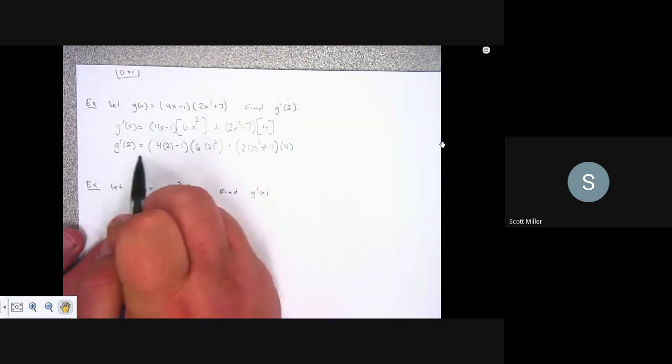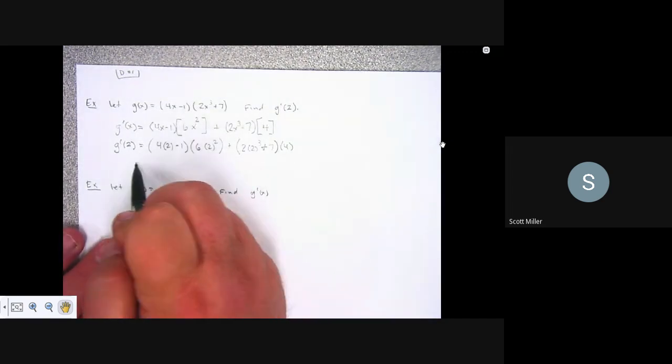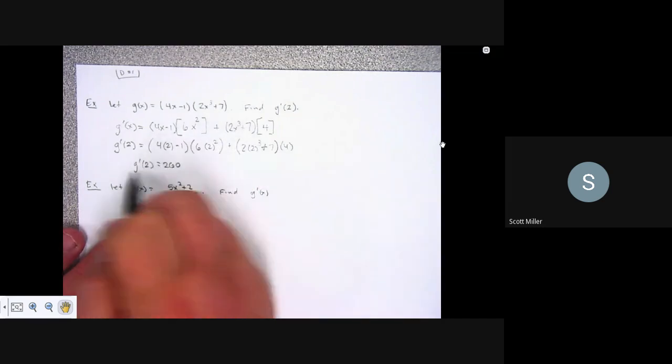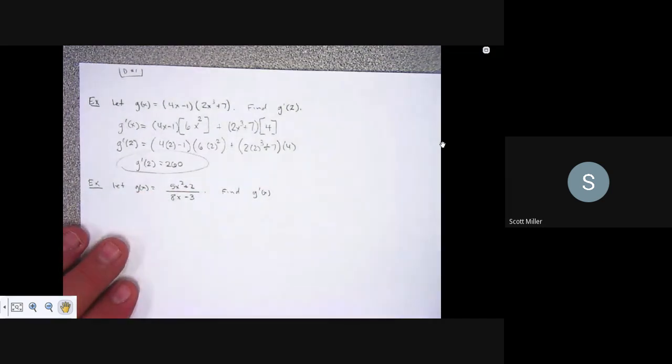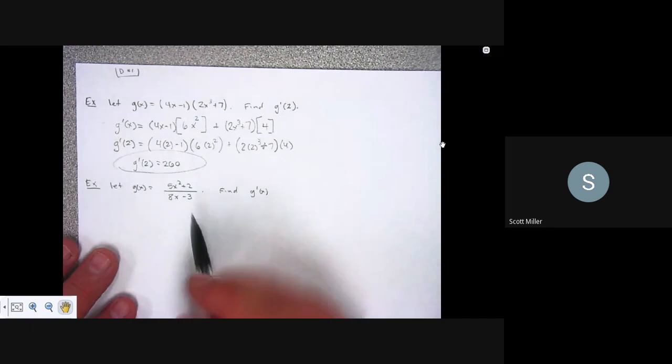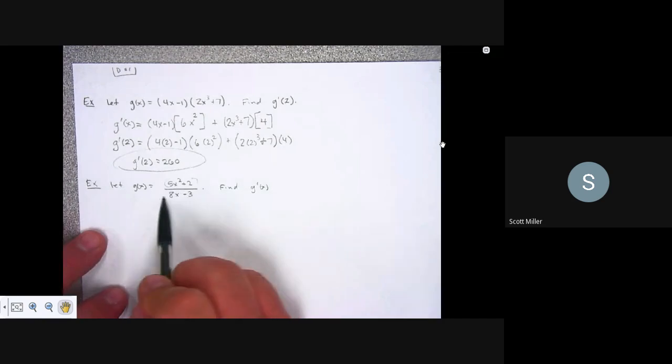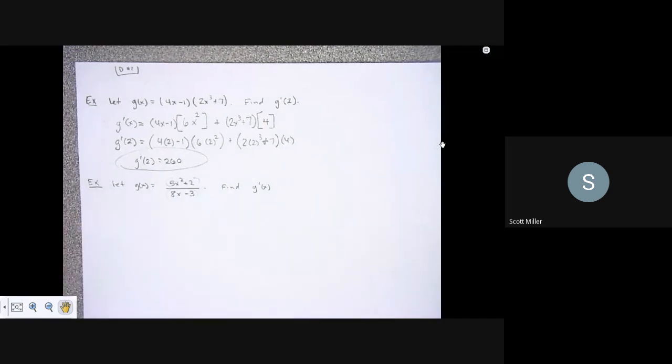So you can go through all this right here. Basically, it boils down to is g prime of 2. I got it to be 260, so make sure I do the right arithmetic to get that answer, okay? Now, this example right here is different. Here I have an expression on top and on the bottom. We need a new rule for this, and that rule is called the quotient rule.